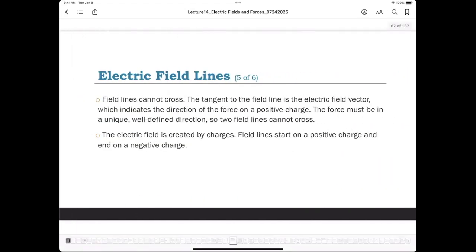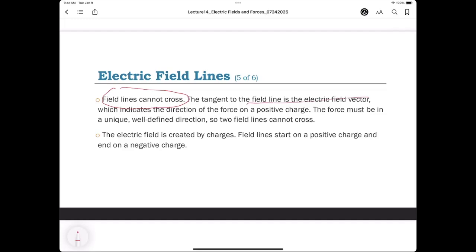Okay. Field lines cannot cross. You can just remember, the field lines cannot cross. The tangent to the field line is the electrical field vector, which, as we talked about, indicates the direction of the force on a positive charge. The force must be in a unique, well-defined direction, so two field lines cannot cross. The electrical field is created by charges. Field lines start on positive charges and end on negative charges.